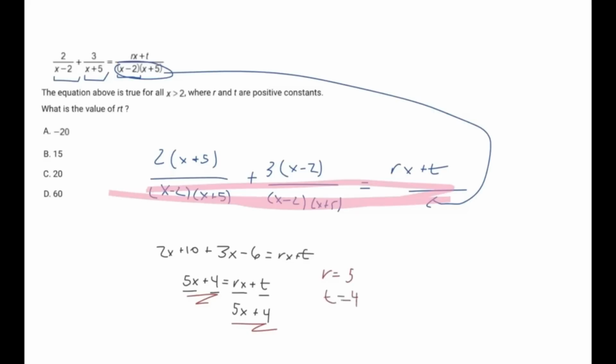And so they want us to find the value of r times t. 5 times 4 is positive 20, and so our answer is C.